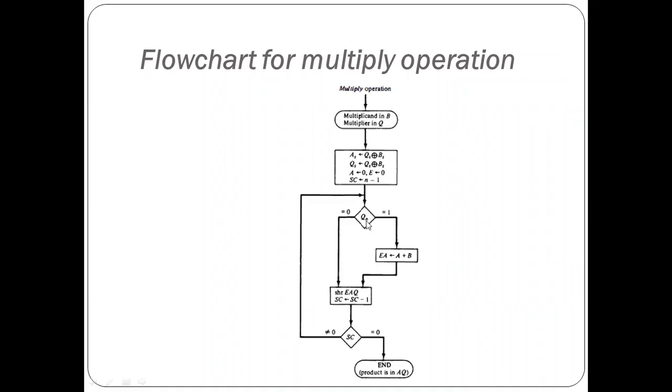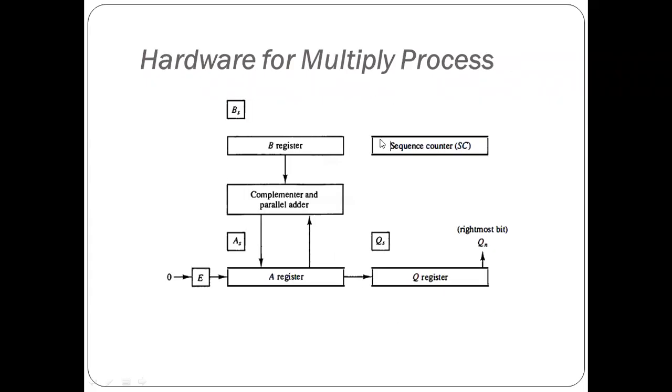We need to inspect the least significant bit every time. If that is 0, you need not do anything, just shift the accumulator and Q register. If it is 1, then you have to add the multiplicand to the accumulator and then shift. This procedure has to be repeated till the sequence counter becomes 0. Once it is 0, you will have the final product in A and Q register, right? So this is the multiplication operation for two sign magnitude data.